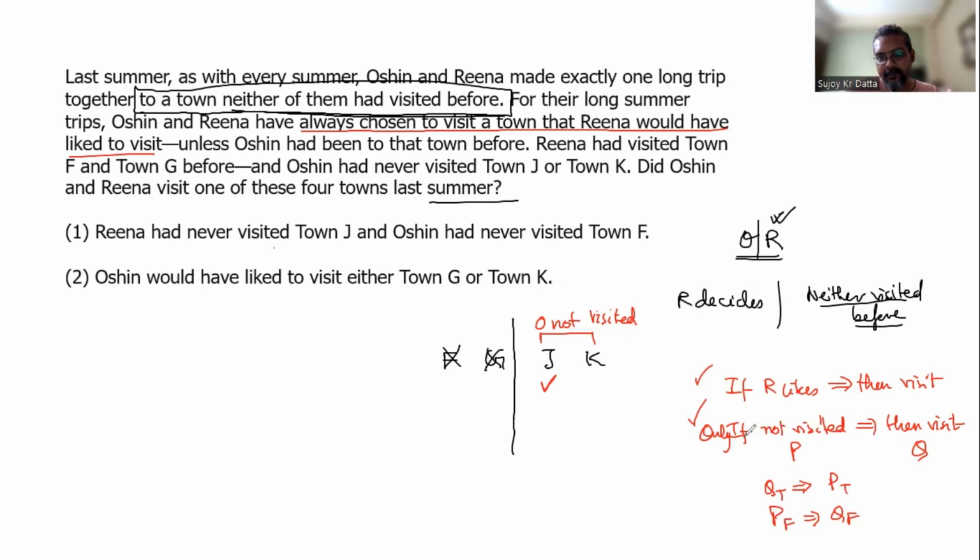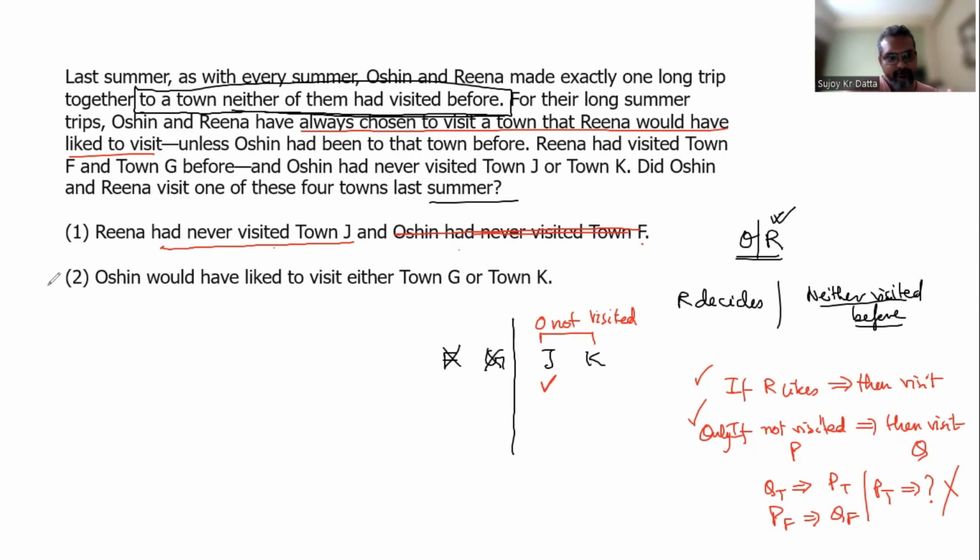That means if "they had not visited" is false, meaning if they had visited, then they will not visit. That's true. And if Q is true, meaning if they visit eventually, then it implies that they had not visited earlier. That's also true. But if they had not visited, meaning if P is true, then what? Nothing. We can't conclude anything on that basis. Okay. So statement one, R had not visited town J, does not lead to any conclusion. O has not visited town F is irrelevant because F and G are anyways out of contention. So this is irrelevant information.